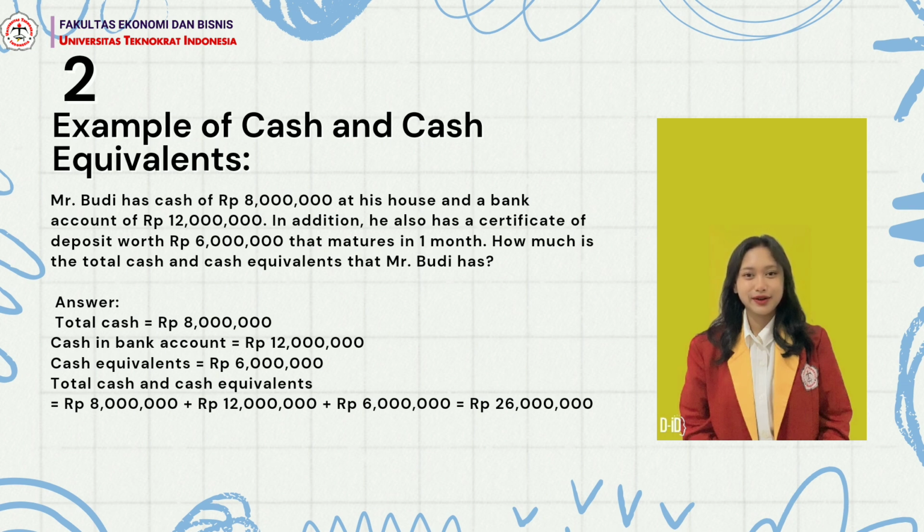Answer. Total cash is 8 million, cash in the bank account is 12 million, his cash equivalents are 6 million, so total cash and cash equivalents are 8 million plus 12 million plus 6 million, which gives a result of 26 million. Mr. Booty has total liquid assets worth 26 million that can be used immediately or in a very short period of time. This shows that Booty has good enough financial flexibility to meet urgent needs or make transactions in the near future.